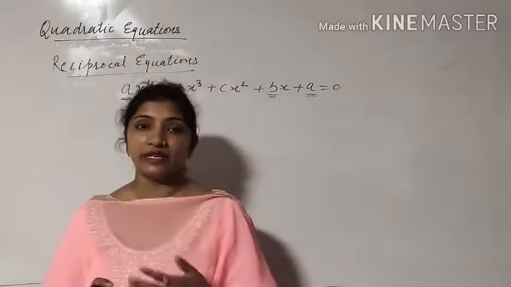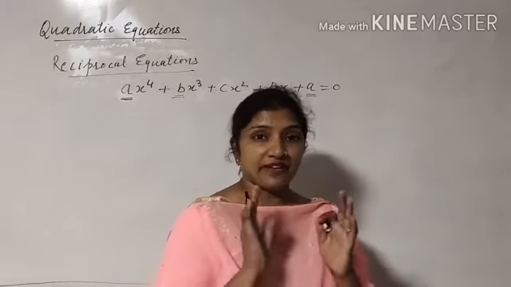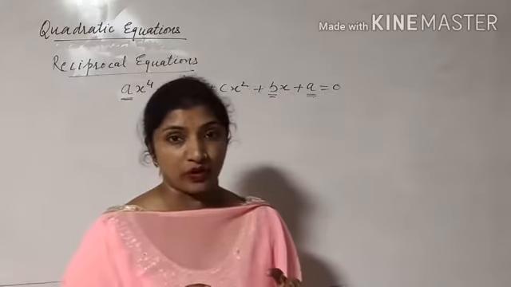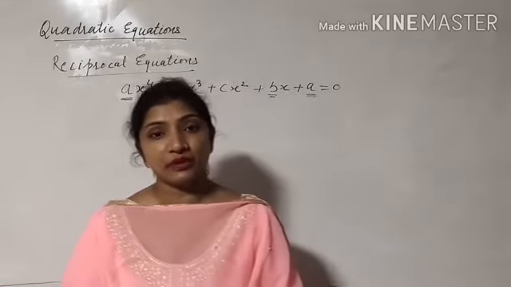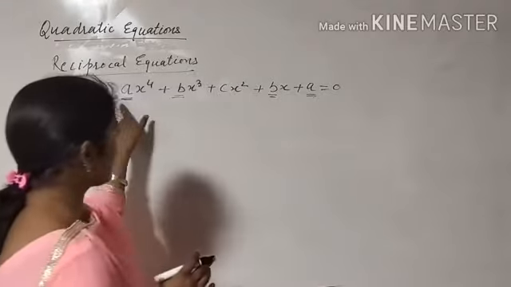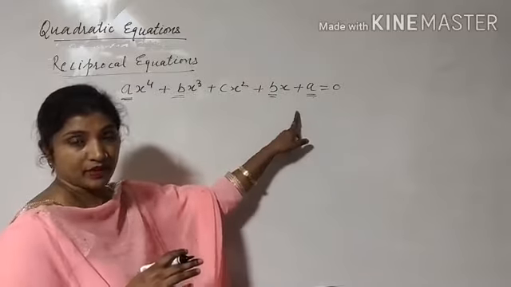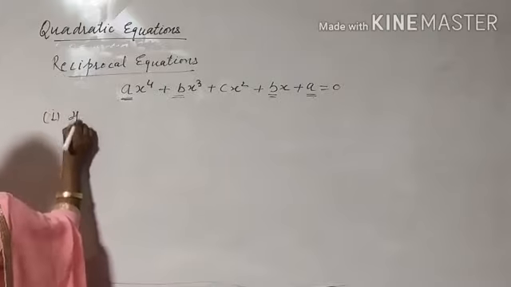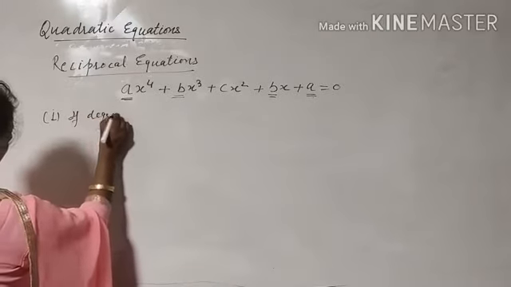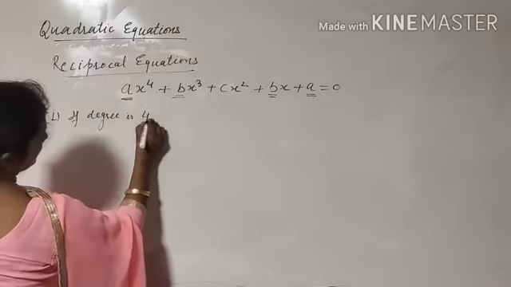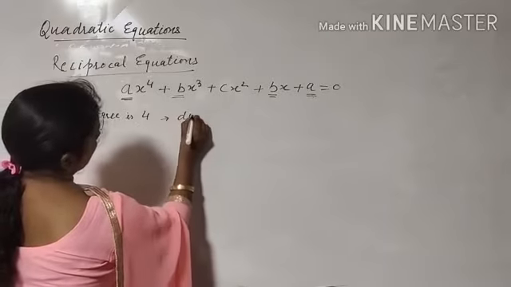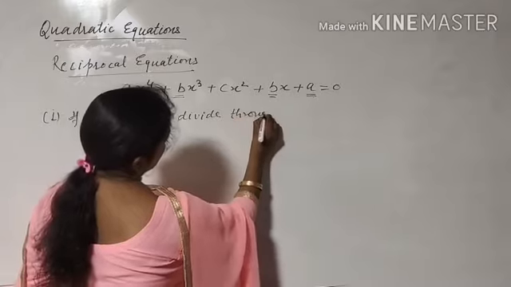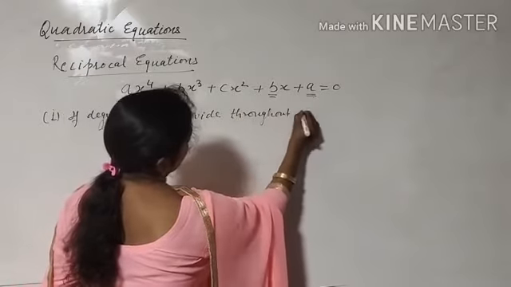These may be of degree 4, and you can also have degree 5 or degree 6. If a reciprocal equation is of degree 4, how do you solve it? You just divide this equation by x square. Let's write one by one. If degree is 4, then divide throughout by x square.